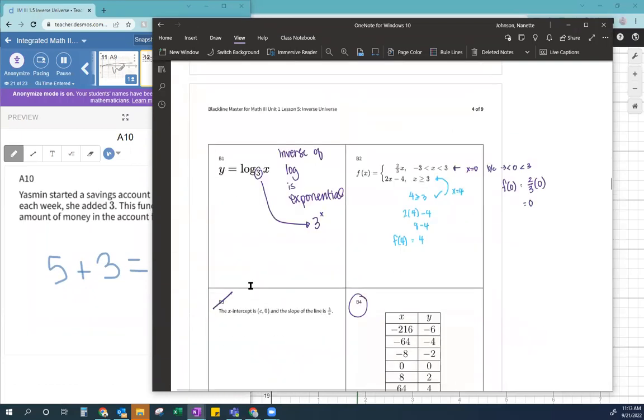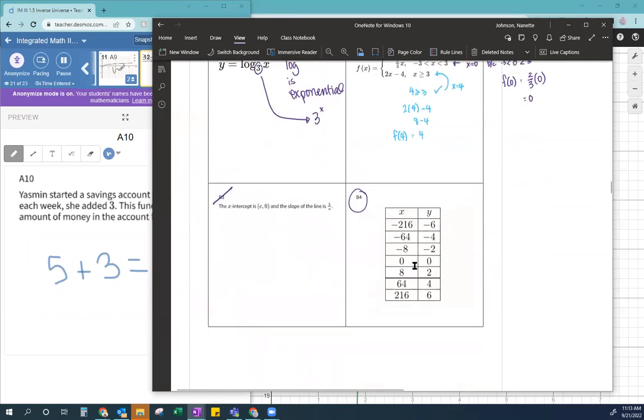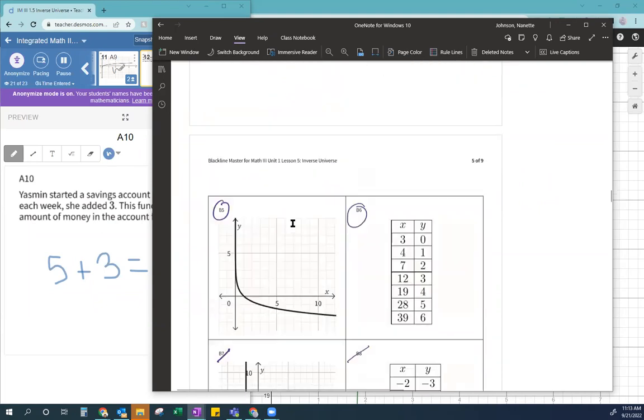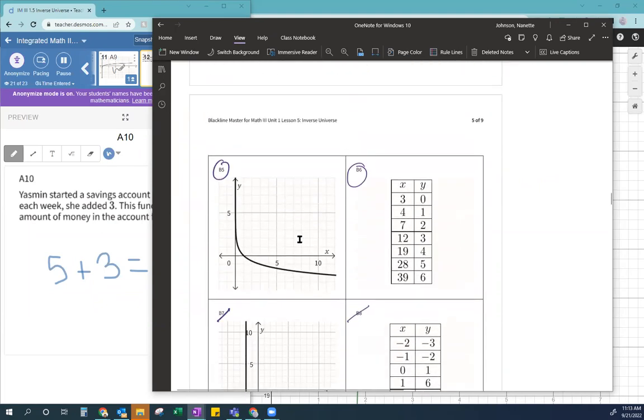Okay, so B cards. That doesn't look like that. That looks like logs. There's no 2/3 and there's no 2's here, so that's a no. This one we already matched. This one we already matched. Let's see. This one, no, that doesn't look like that because, you know what I mean? Like at some point she has, I don't know, negative. I don't know. That doesn't make sense to me.